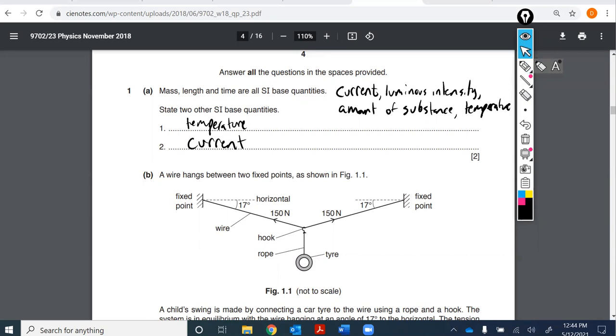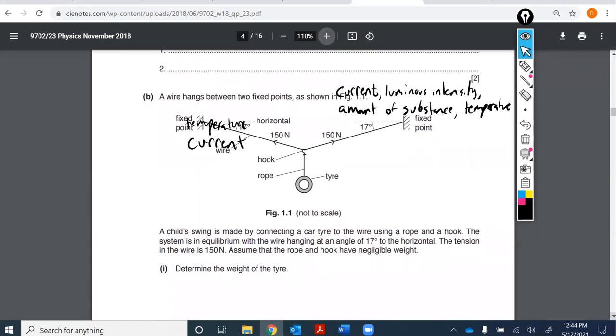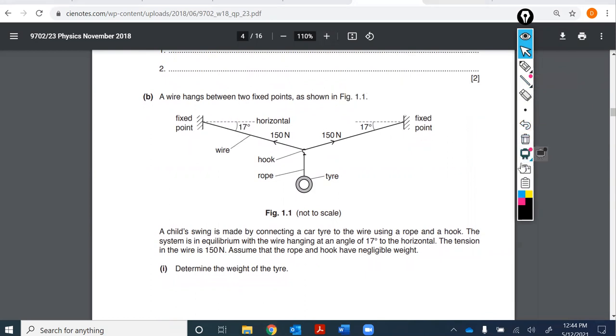Question goes on to say a wire hangs between 2 fixed points and a child's swing is made by connecting a car tire to the wire using a rope and a hook. The system is in equilibrium with the wire hanging at an angle of 17 degrees to the horizontal. The tension in the wire is 150 newtons. Assume that the rope and hook have negligible weight. Determine the weight of the tire.